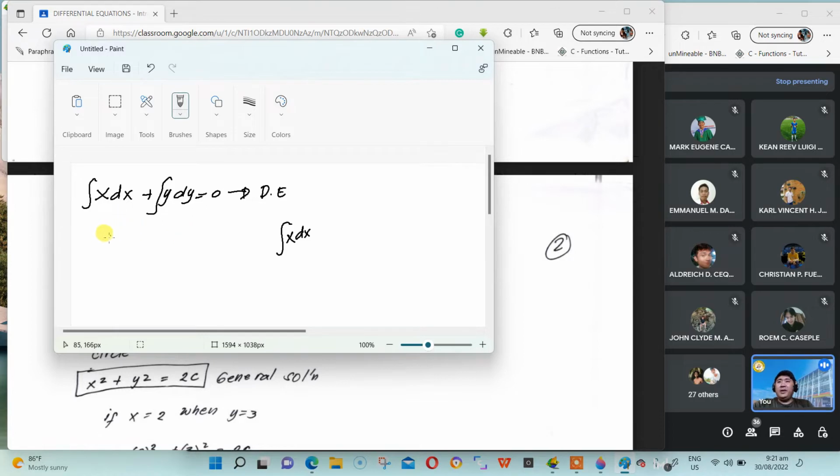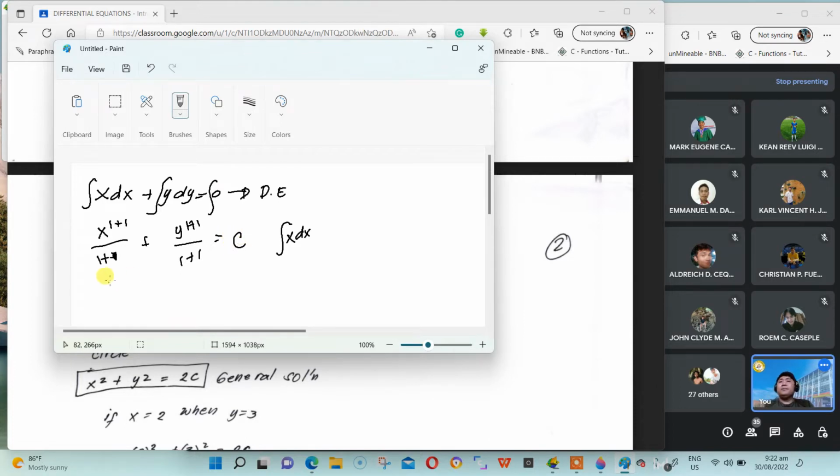The integral of x dx, that is the power rule, right? Anyone? The power rule states that when you integrate this, you add one to its power. So the power of this is one, plus one, over one plus one. The same goes for y: one plus one over one plus one. The right side equals zero, so integrate it also. The integral of zero is a constant.